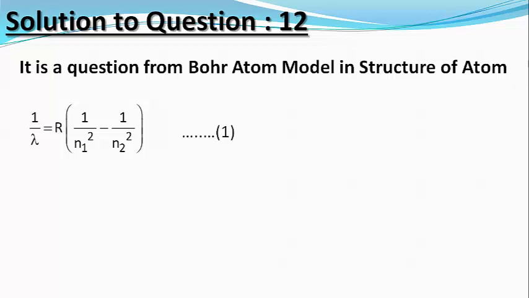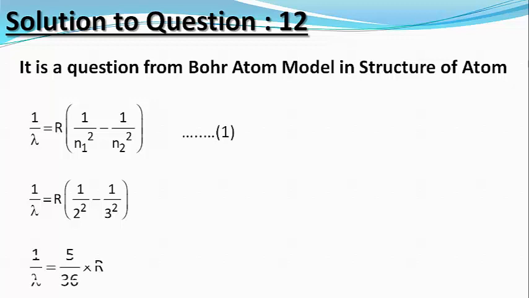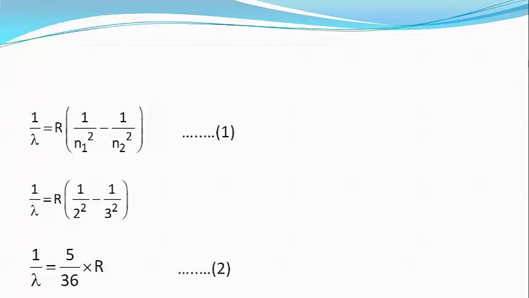Moreover, we know that L shell corresponds to principal quantum number 2, M shell corresponds to 3, and the N shell corresponds to a principal quantum number of 4. Therefore, in the first case, 1 by lambda equals R into 1 by 2 square minus 1 by 3 square, or 1 by lambda equals 5 by 36 into R, equation 2.